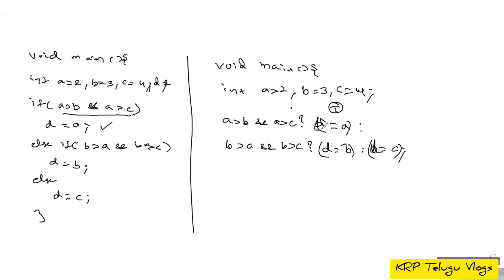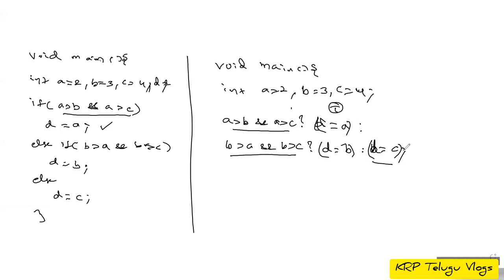Okay, so first it will check A greater than B or A greater than C. This is false, so it will go here. In this one, it will check whether B is greater than A and B is greater than C. This is also false. It will go and assign C value to D.